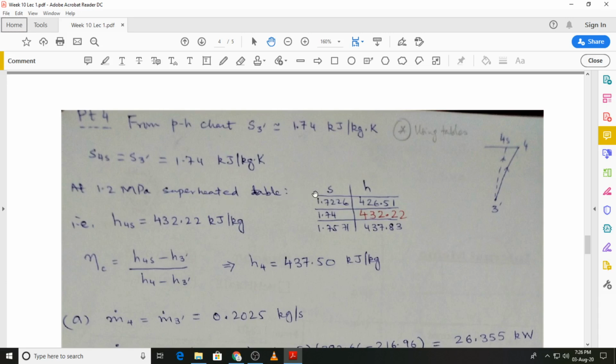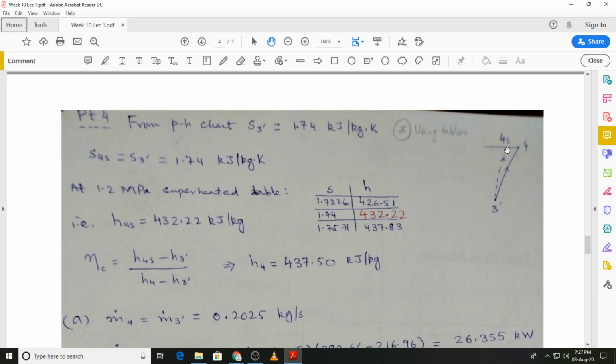So we have the entropies in the table of values 1.7226 and 1.7571, and the entropy that we have to work with is in between these two values. So we have these corresponding enthalpy values from the superheated property table, and then we find out the enthalpy of the refrigerant for an isentropic process for which the entropy value is 1.74 kilojoule per kilogram Kelvin, and that value comes out to be 432.22 kilojoule per kilogram. And so that is the enthalpy H4s.